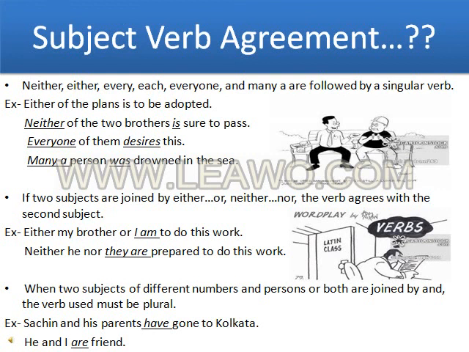Next example, "He and I are friends." He and I are two different numbers, two different subjects. That's why we will use the plural verb, and the plural is used here.